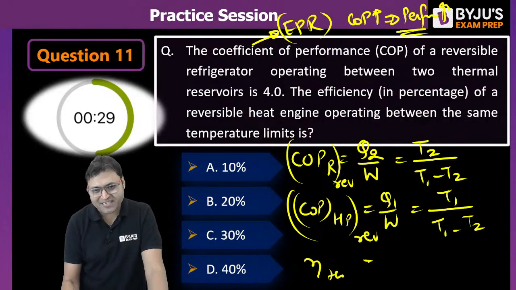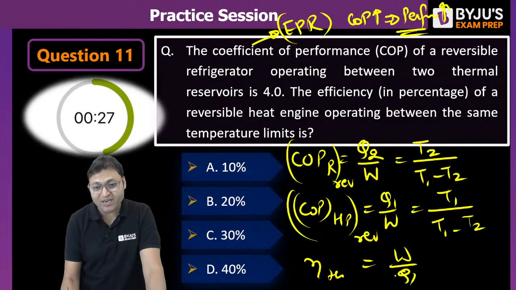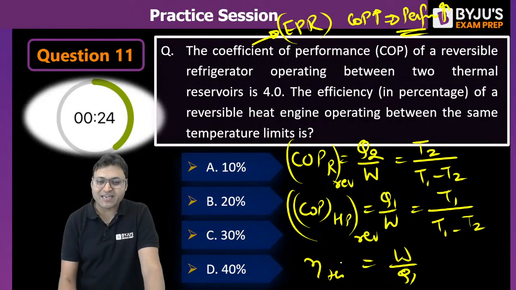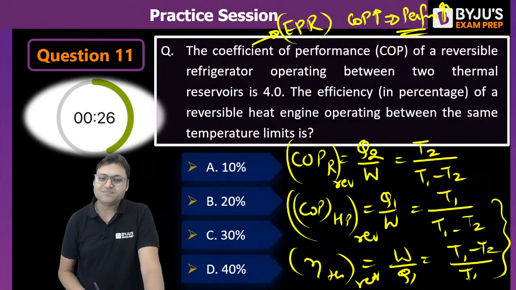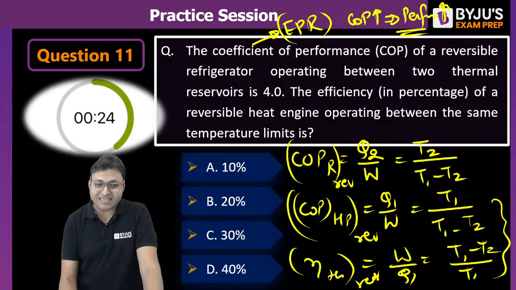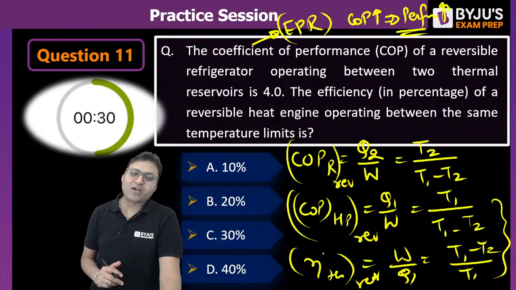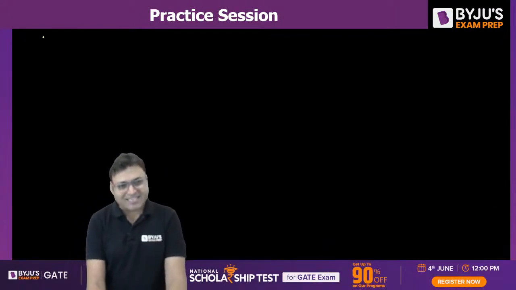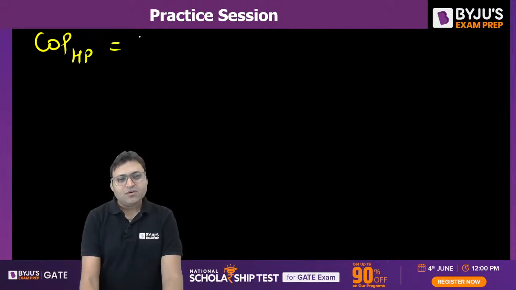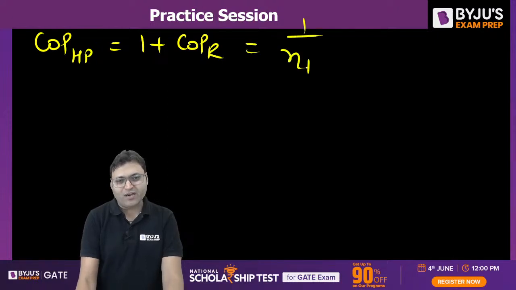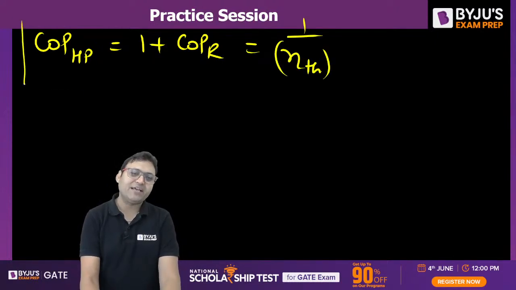And the thermal efficiency is given by W upon Q1. It is the reciprocal of COP for the heat pump, and if it is reversible, then it is T1 minus T2 upon T1. So if you observe them, then you can say thermal efficiency is the reciprocal of COP for the heat pump. So the relation is COP for a heat pump is equal to 1 plus COP for the refrigerator, which is equal to 1 upon thermal efficiency for a heat engine.